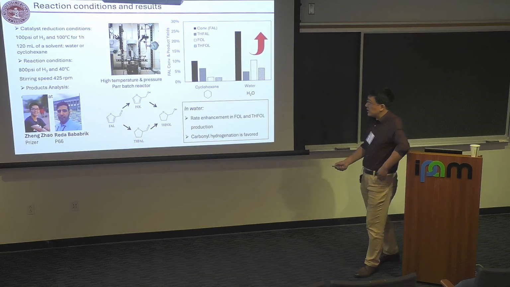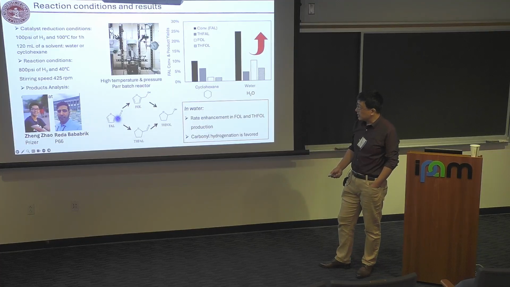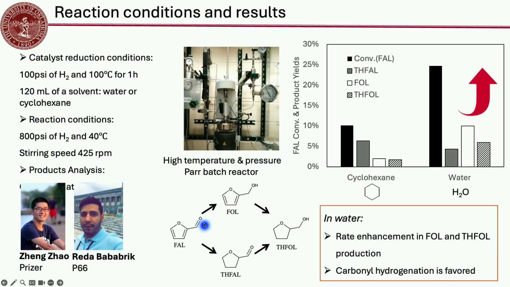So in this case, we did some experiments done by my experimental colleague at OU. We started with furfural. It's a biomass molecule that you can generate pretty easily from biomass. You have this conjugation between the CO double bond and the CC double bond. You can do the CO hydrogenation and get this molecule, so-called furfuryl alcohol. You could also do the CC hydrogenation and get this one.